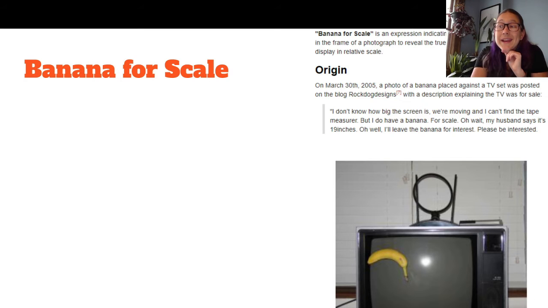That's right, the banana scale. In the end of March, some down-on-their-luck person lost their tape measure and needed to sell their old TV. I swear to God, this is real, at least according to the internet. And so instead of using their hand for size or trying to find their ruler, this person attached a banana to their TV for scale, and it stuck. Literally, it stuck. But also, figuratively, the banana scale stuck.